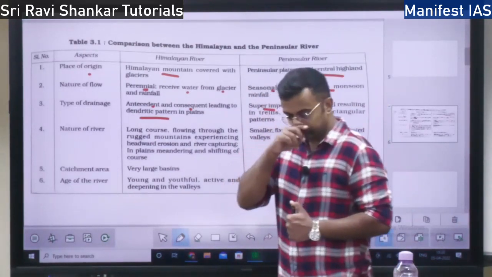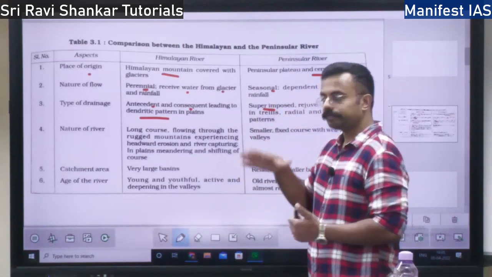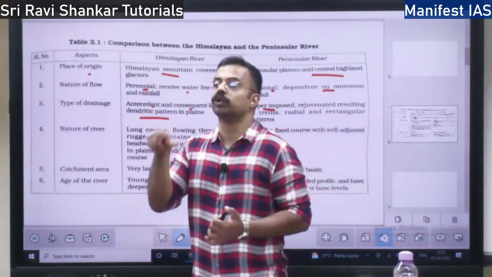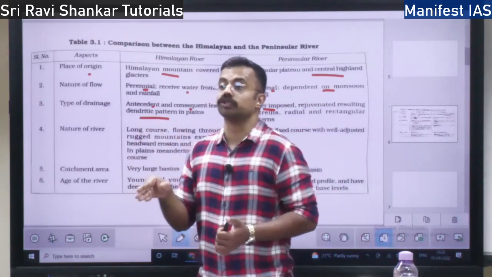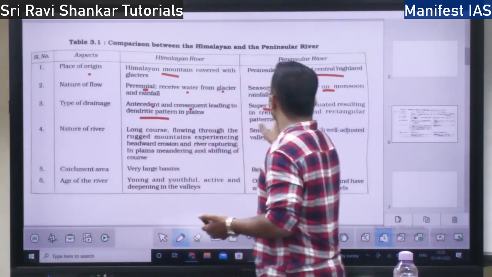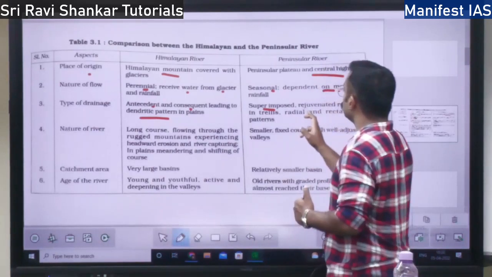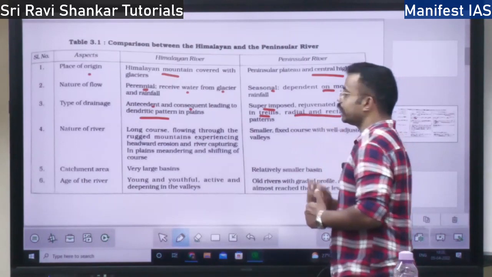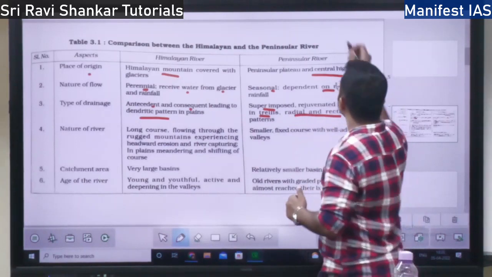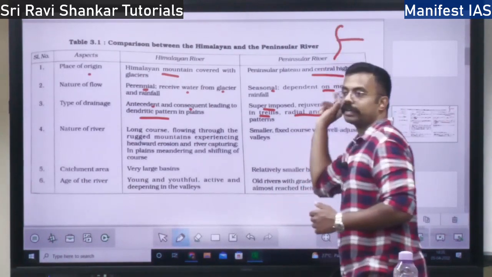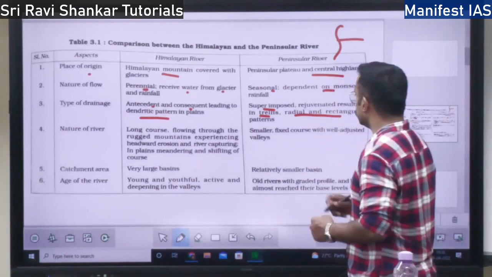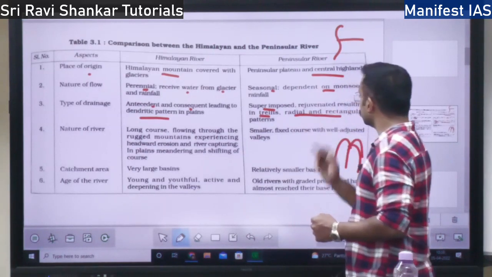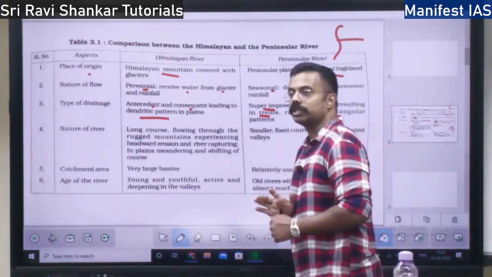Superimposed means a mountain is there, and on that mountain the rivers don't change their course. It is a fixed course, right? That is a superimposed pattern. Here you have trellis, radial and rectangular pattern. Trellis I have discussed. At 90 degrees, if a river tributary comes and joins, that is trellis. Radial is from the mountain, if the rivers flow in all directions, that pattern you will find in the peninsular plateau.